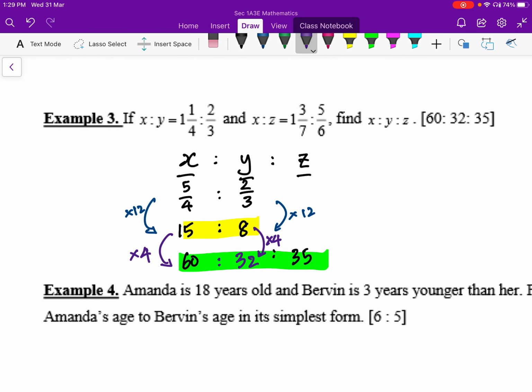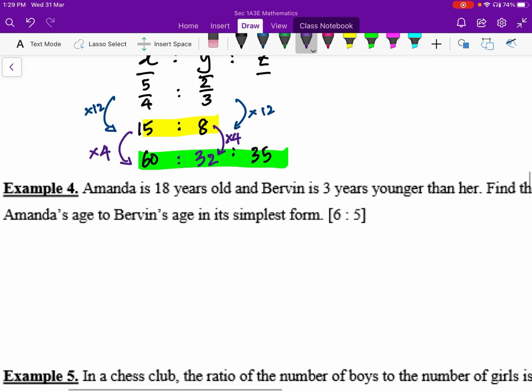Any questions? You haven't seen this type of question in primary school, right? Or have? Okay, some have, some don't. Different primary schools.